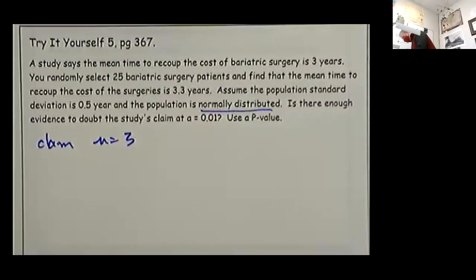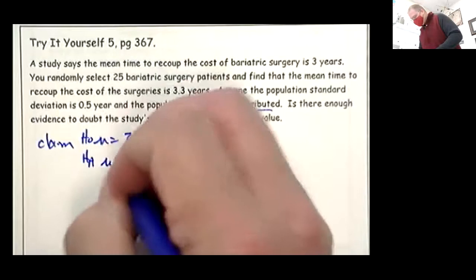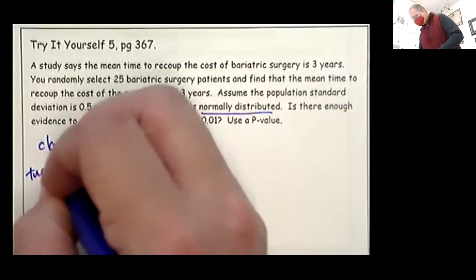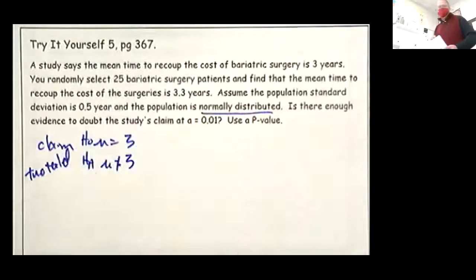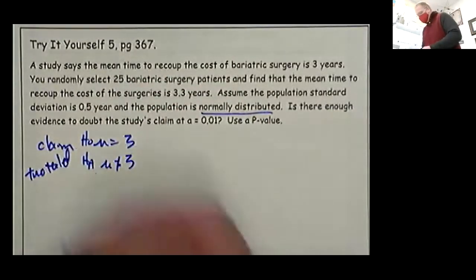And I've got to get on the right notes page. And that's got to be our null hypothesis. The alternative hypothesis then is the mean is not 3, which means we're running a two-tailed test, because that's determined by our alternative hypothesis, which is not equal. That takes us to our z-score.